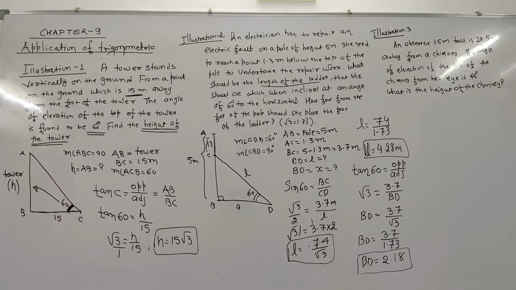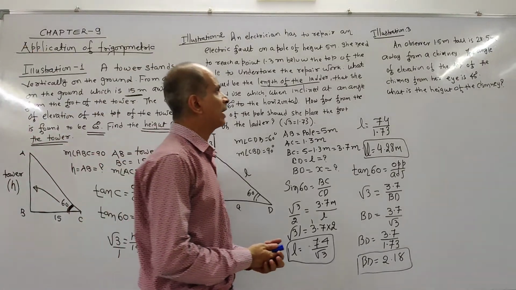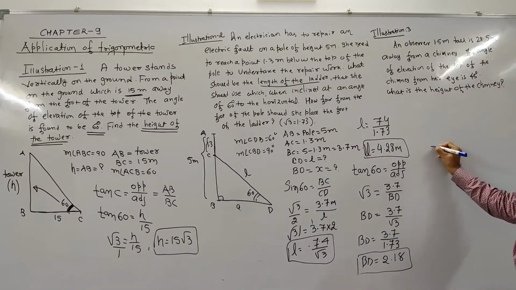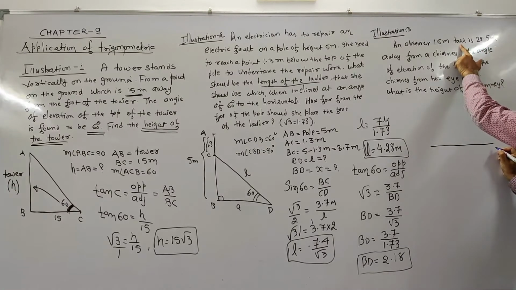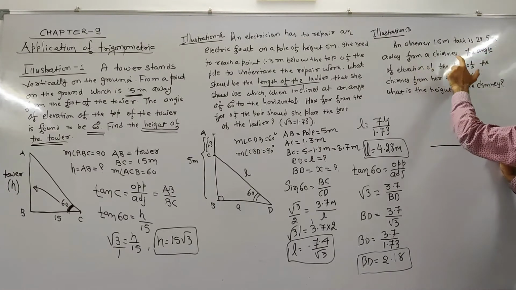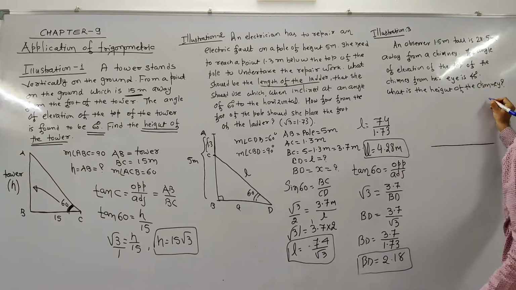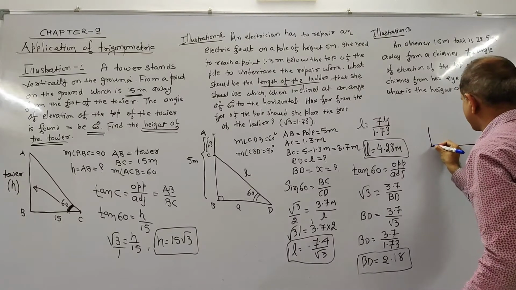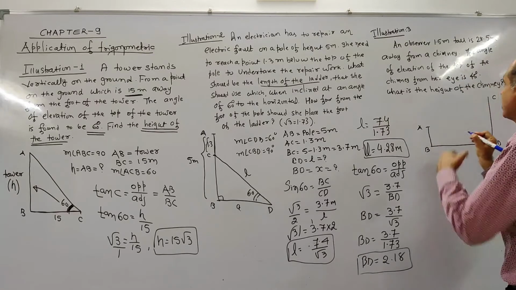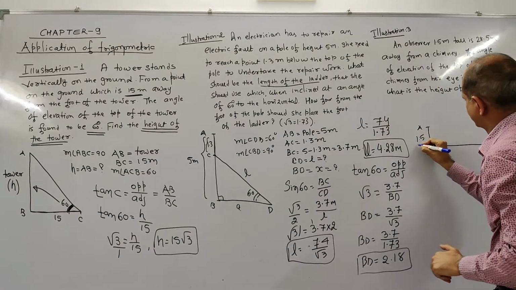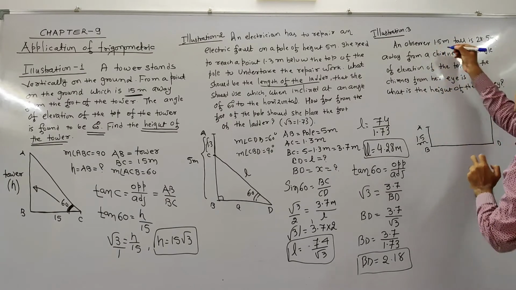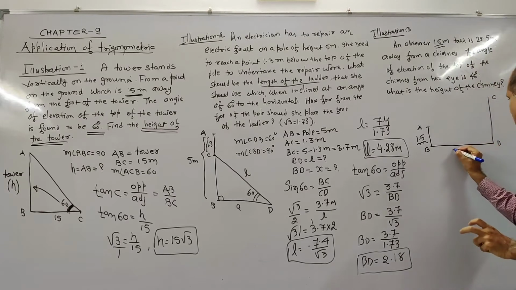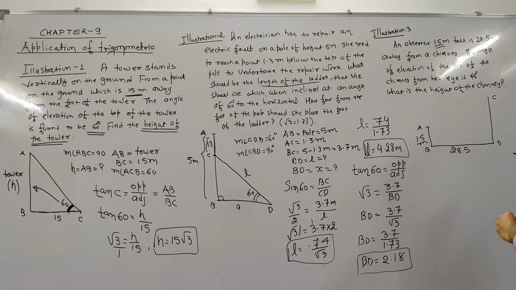Now let me start illustration number 3. An observer 1.5 meter tall is 28.5 meter away from the chimney. So let me take CD as the chimney, AB as the person, and the height of the person is 1.5 meter. So this distance is 28.5.